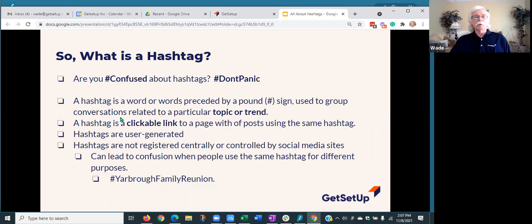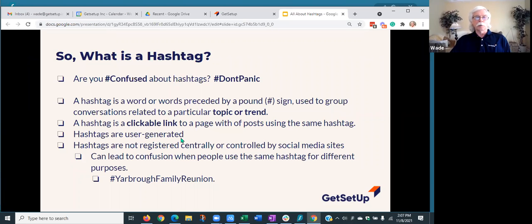It's used to group conversations related to some particular topic or trend. So that is the real purpose. It's trying to find a way to get what everyone has said about some topic and put it together in one place so you can read it all. The hashtag is a clickable link. That means when you see a hashtag, you can click on it and it will take you to a page that has all the different posts related to that hashtag.